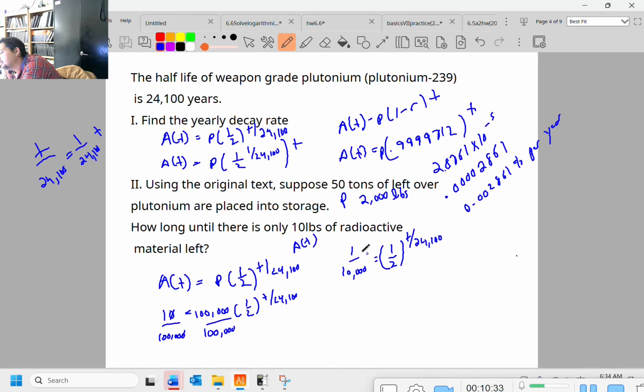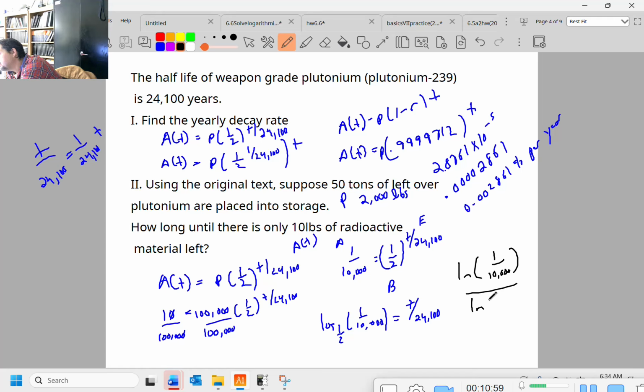All right, so let's go ahead and make this thing a log. We have a base, we have an exponent, and we have an argument. A log whose base is 1/2, whose argument is 1 over 10,000, is equal to t over 24,100. Now, think about your change of base. Again, I'm an LN guy. The natural log of 1/10,000th, sitting pretty over the natural log of 1/2, is t over 24,100.